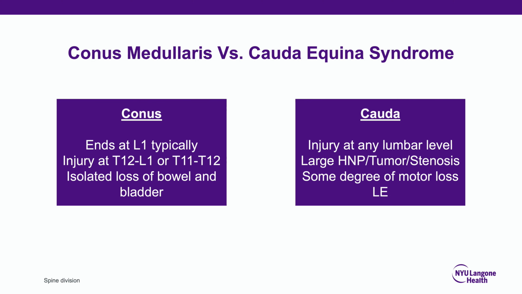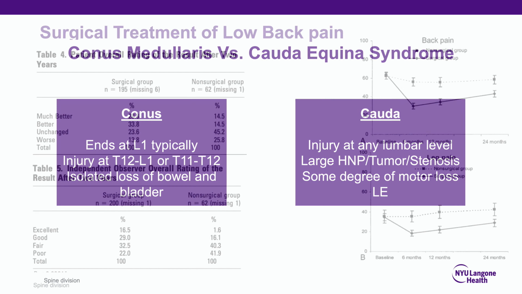When we compare Conus Medullaris and Cauda Equina syndrome, it usually refers to the level, and different levels of spine compression cause different symptoms. The conus, which typically ends at L1, we can see injury at the T12-L1 or T11-T12 areas. Usually it's isolated loss of bowel and bladder function. The cauda, which is injury at any lumbar level, is usually due to a large herniated disc, can be some tumor or severe stenosis, and comes with some degree of motor loss of the lower extremity.